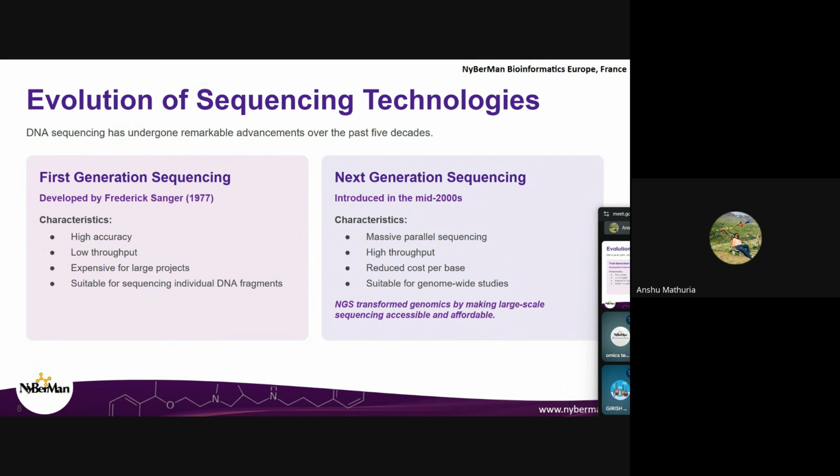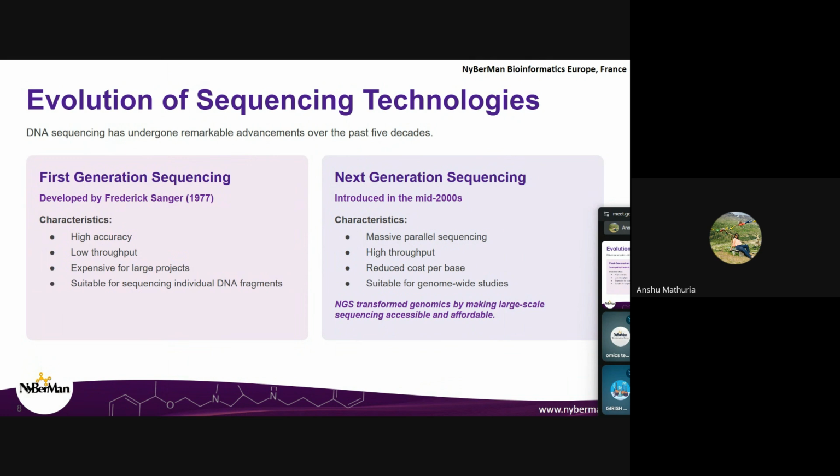After Sanger sequencing, next generation sequencing came into the picture, starting from the mid 2000s. Its characteristic feature is massive parallel sequencing. What does that mean? Say you want to get the DNA of 10 different samples sequenced. With Sanger, you had to do this 10 times. But in next generation sequencing, you can sequence all of them in one run. So the throughput is high, the accuracy is high, and the cost has reduced way low. What you had to do 10 times, now you only do once, so you have reduced the cost 10 times.